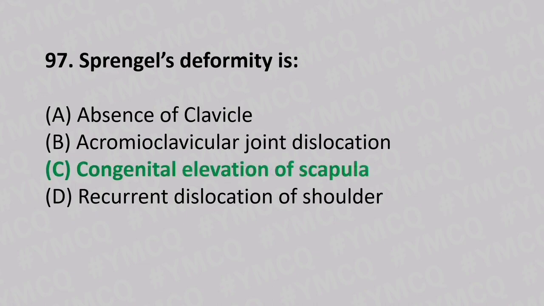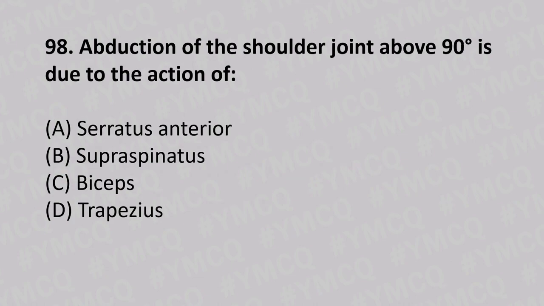Moving to our 98th question, abduction of the shoulder joint above 90 degrees is due to action of: option A, serratus anterior; option B, supraspinatus; option C, biceps; option D, trapezius. And the answer is option A, serratus anterior.